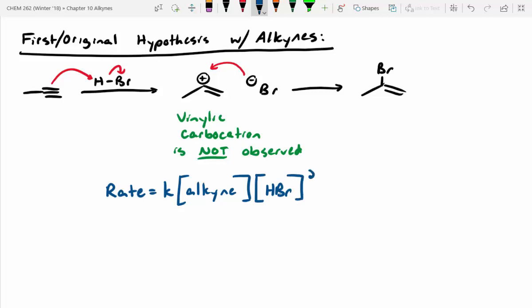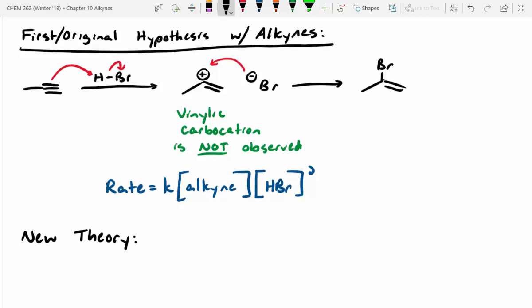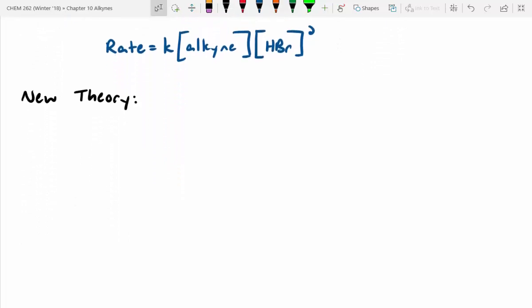So is this first order, second order, or third order? It's third order. This is a very weird reaction. You don't often see third order reactions in chemistry. So I'll show you the new theory. The new theory says, well, it must involve the collision of your alkyne and two molecules of HBr.